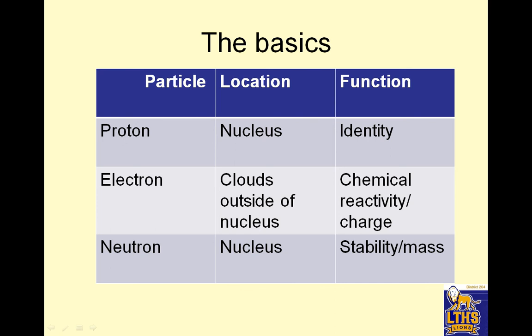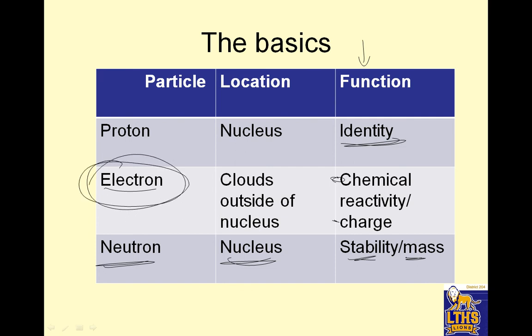Protons, I think you know this, protons are in the nucleus. They tell you the identity. Now, this is new. Electrons are in clouds outside of the nucleus, and they tell you the reactivity and the charge. Neutrons are in the nucleus. They tell you the stability and the mass. And you need to be able to know it. So I say, what particle determines how reactive an element is? Chemical reactivity, that's the electron. What particle tells you whether something is helium or oxygen? Identity is helium or oxygen, that would be the proton.